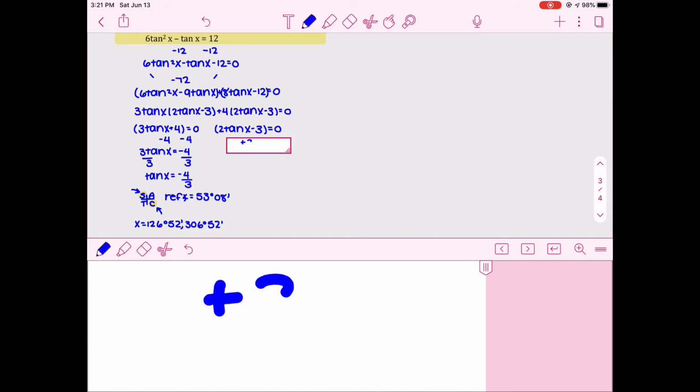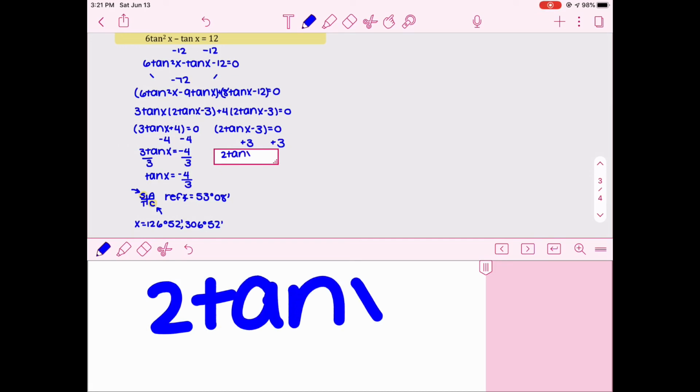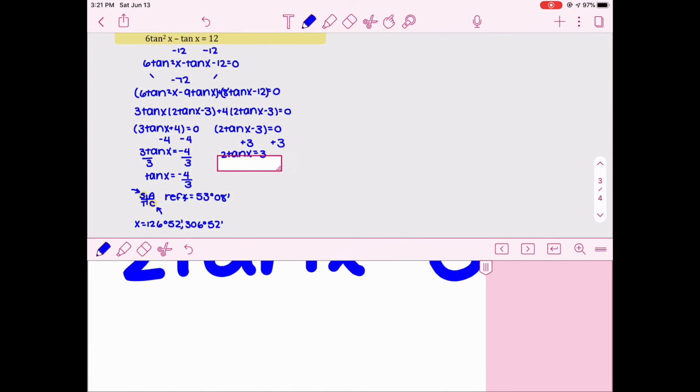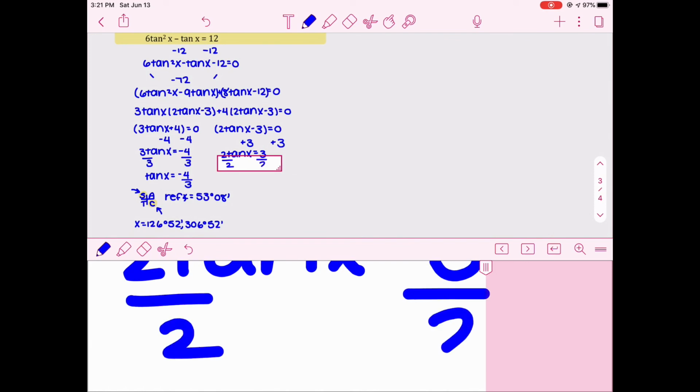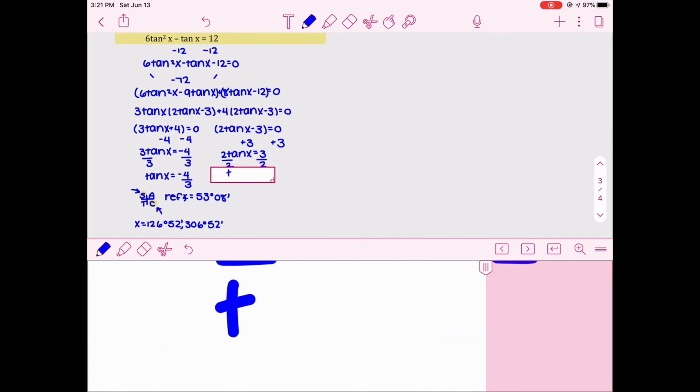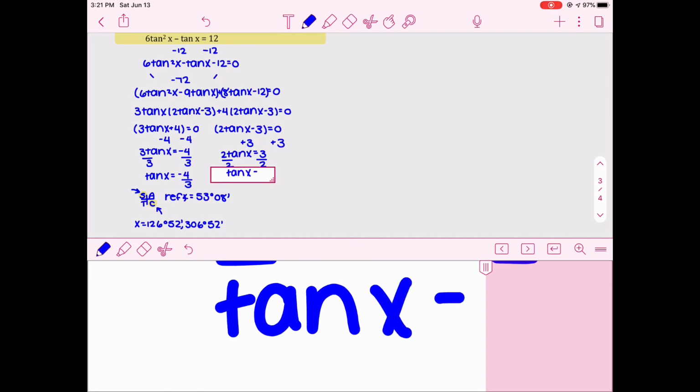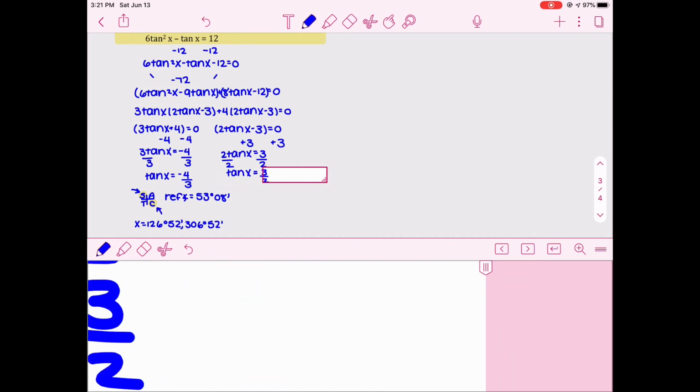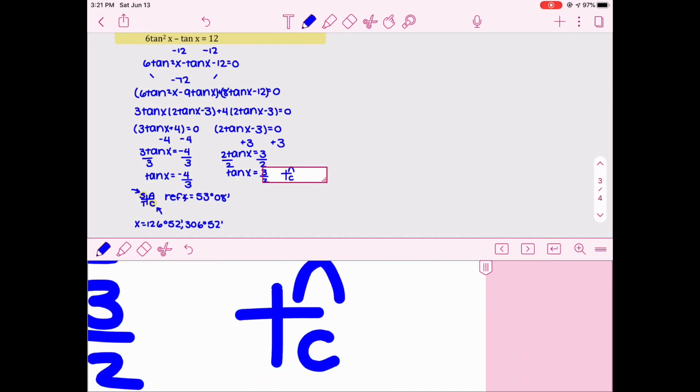So now we have to go to the second equation. We want to get tan by itself again, so we add 3 on each side, which leaves us 2 tan x equals 3. Then we're going to divide by 2 on each side, leaving tan alone on the left side again. So it would be tan x equals 3 over 2. We're going to write the CAST chart again to find what quadrants we're in, and tan is positive, so we're going to be in the first and the third.